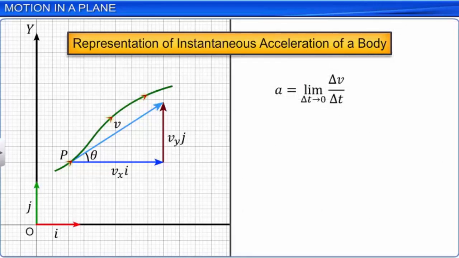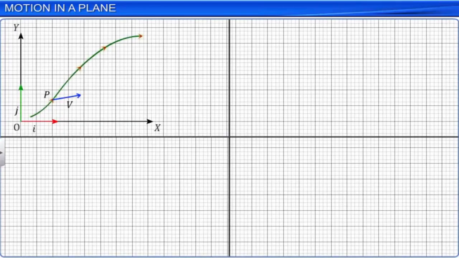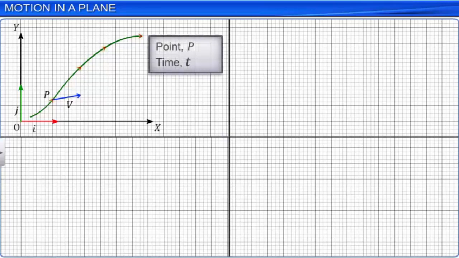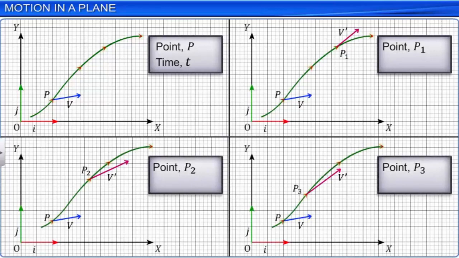We can understand this limiting process by using graphs showing the motion of the body. Consider the body moving is located at point P at time t. P1, P2 and P3 are its positions after time delta T1, delta T2 and delta T3 respectively. The velocity vectors at points P, P1, P2 and P3 are drawn. For clarity, we have drawn 4 separate graphs.